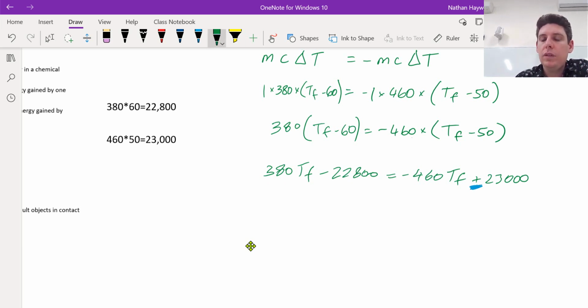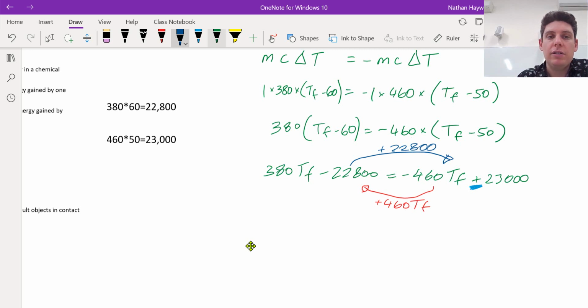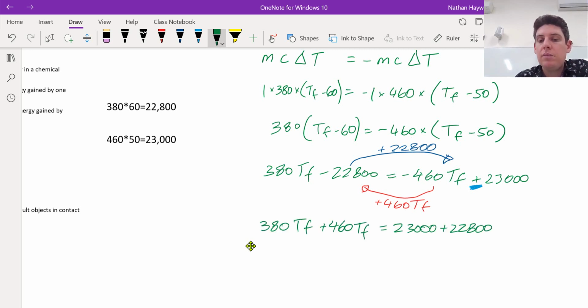Write yourself a note. All right, now we're going to use some algebra, bring the TFs together. So the opposite of negative is positive 460 TF. And the opposite of 22800 is plus 22800 to both sides. So that brings that one over to this side and this one over to this side. So now you'll have, and now we add these two together and these two together. Divide both sides by 840.